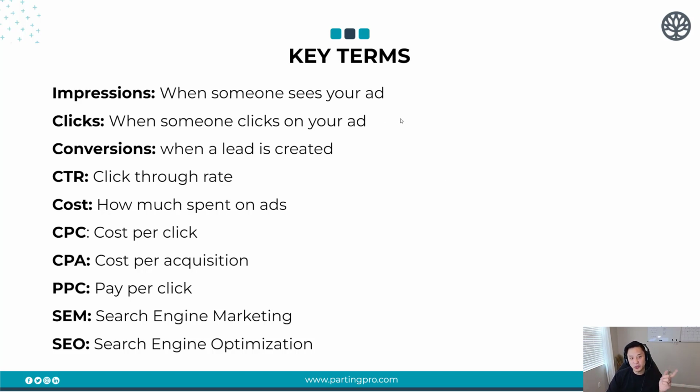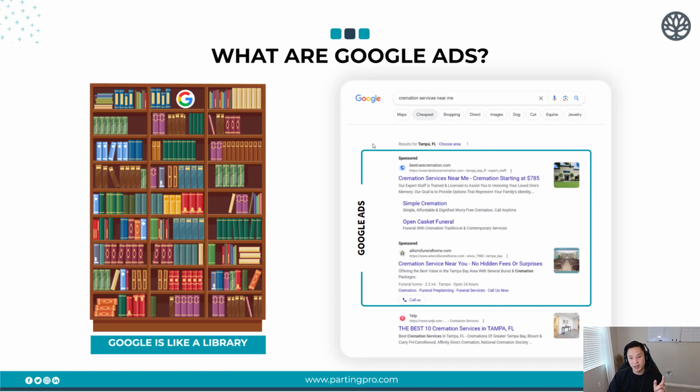Okay, so the first one is going to be impression, right? If I'm searching on Google for something and I see an ad, once I see that ad, that counts as an impression. So anytime someone sees your ad, that's an impression. Impression is basically how many times someone saw your ad.